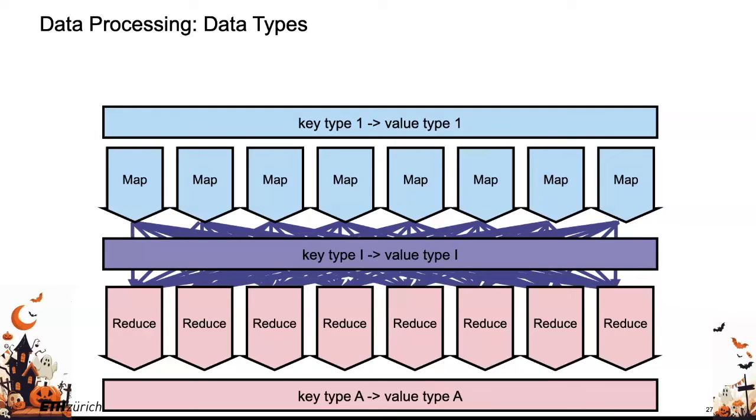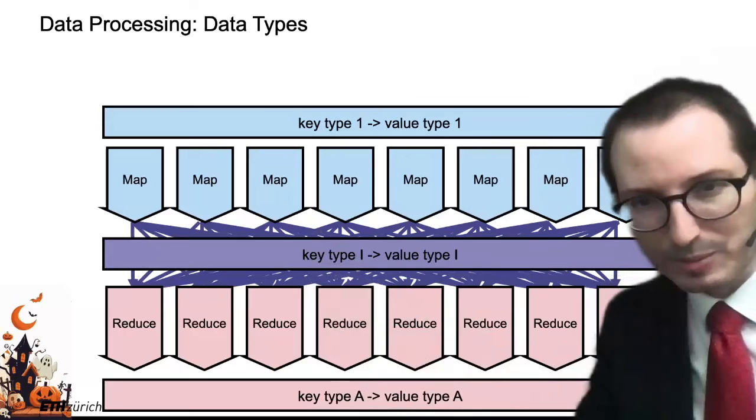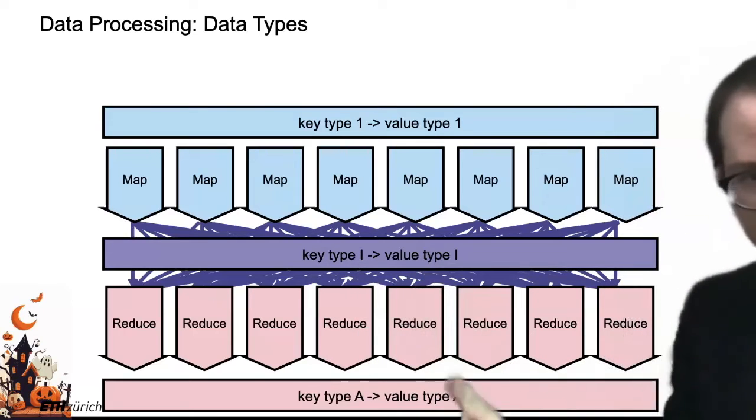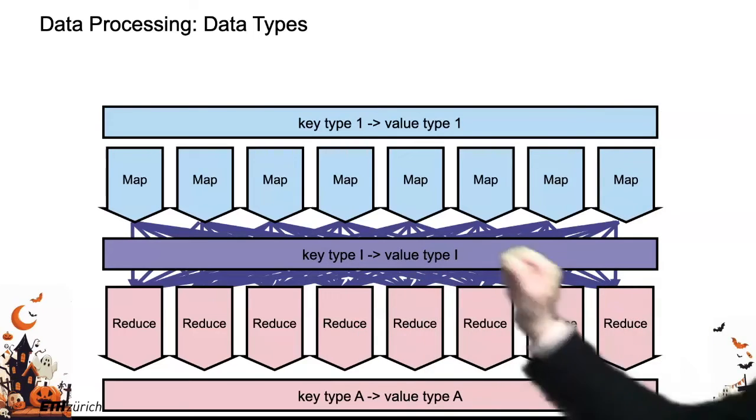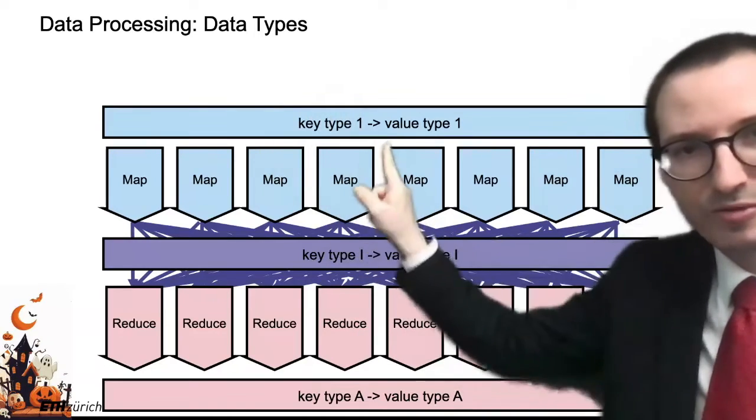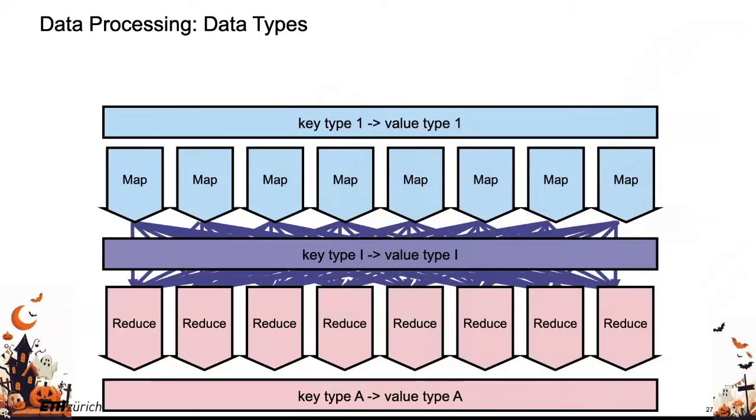You can have a type for the key and a type for the value for the intermediate output. And you can have a type for the key and a type for the value for the end output, right? They don't need to be the same. They can be different. In our case yesterday, these were Pokemons, and these were integers because we were counting them. And then you could imagine that this is whatever, and these were the Pokemons here.